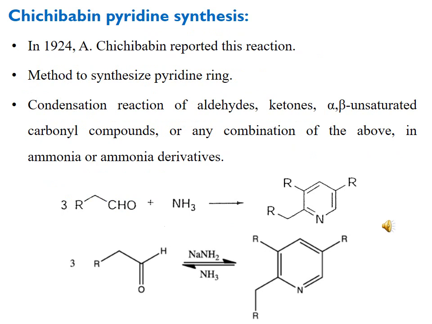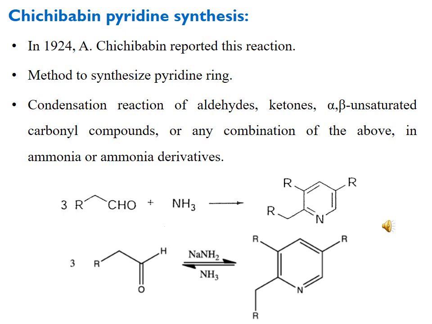Chichibabin pyridine synthesis was given by Chichibabin in 1924. This method was used to synthesize the pyridine ring. It is about the condensation reaction of aldehydes and ketones, or aldehydes and alpha beta unsaturated carbonyl compounds, aldehydes or ketones, or any combination of these with ammonia or ammonia derivatives.